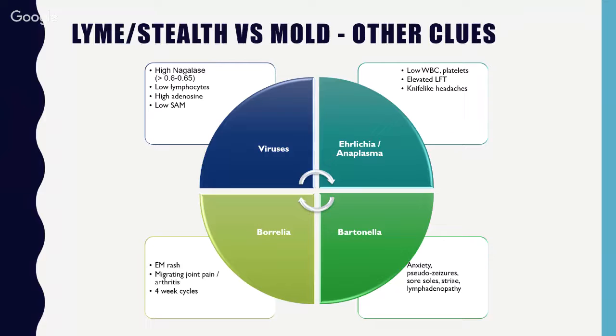So moving on to the bottom left corner of this diagram and talking about Borrelia, which, as we mentioned before, is the group of bacteria that includes the Lyme disease bacteria. If one gets an EM rash or an erythema migrans rash, that looks like a bullet or a target sort of rash.